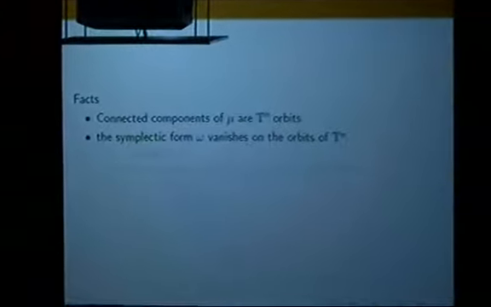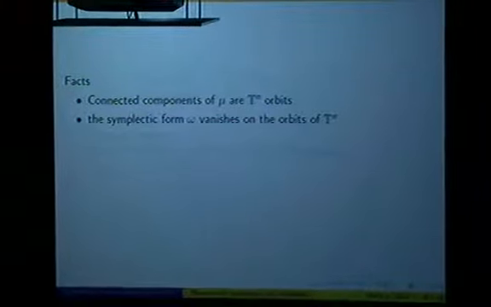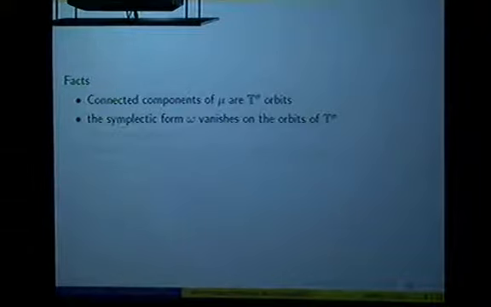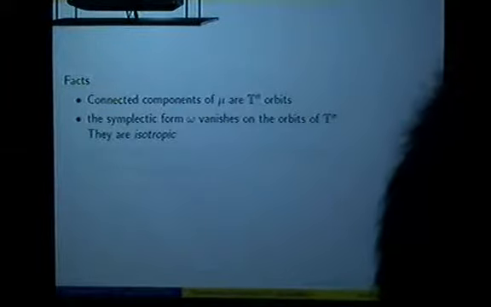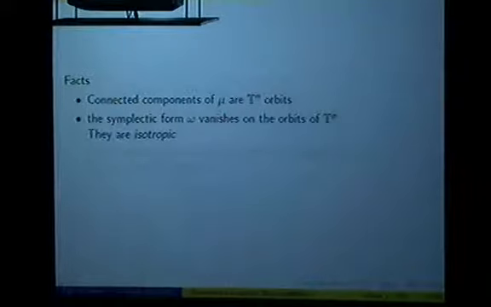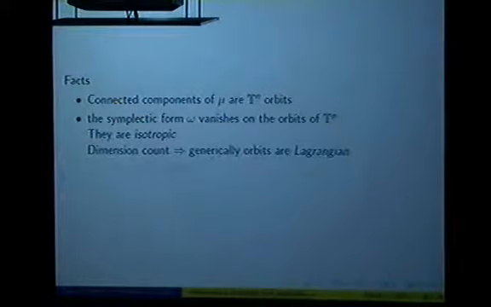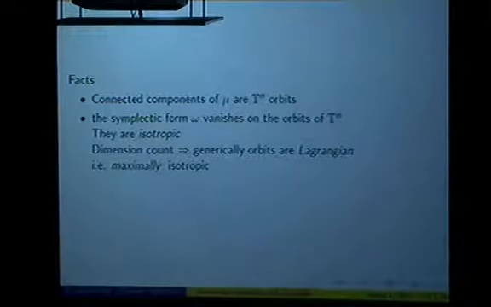So another calculation coming from the fact that the flows of the Hamiltonians commute is that the form vanishes on all the orbits. So they are isotropic. And then if you do a dimension count, you'll see that generically the orbits are Lagrangian. In other words, they are maximally isotropic. The biggest dimension you could have for the symplectic form to vanish. And so symplectic topologists get excited when they get Lagrangian submanifolds, and then they try to figure out if they can move them around by Hamiltonian flows, which is what Professor Cho was talking about yesterday.